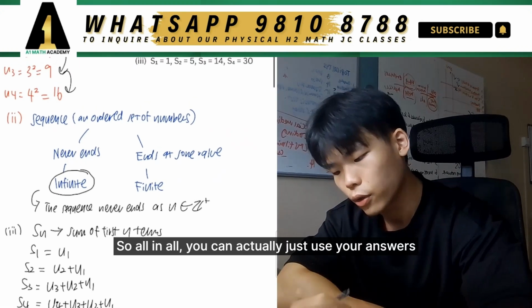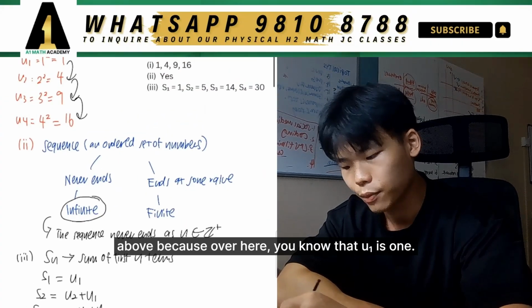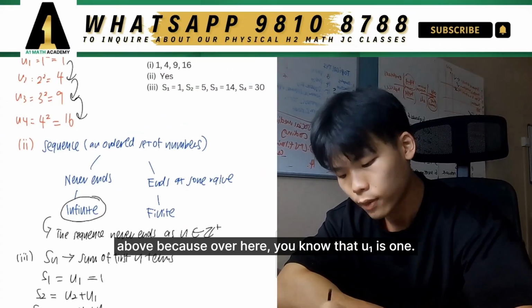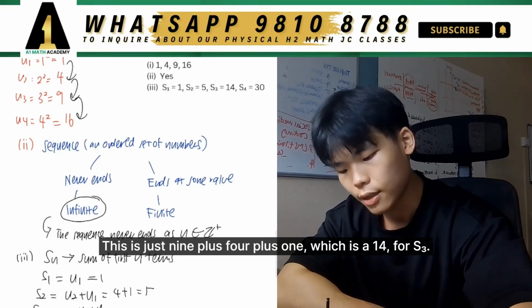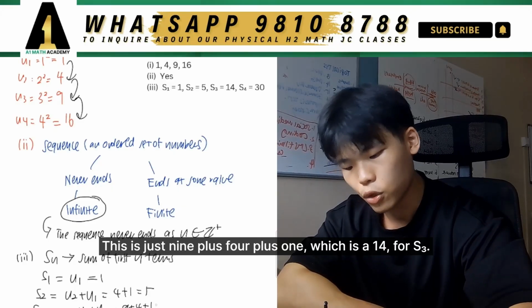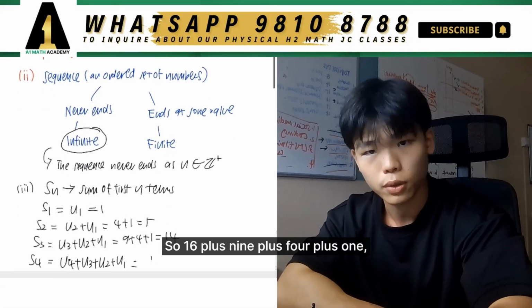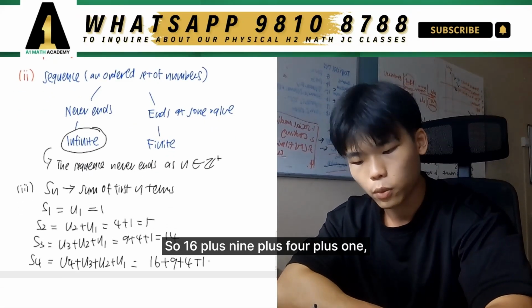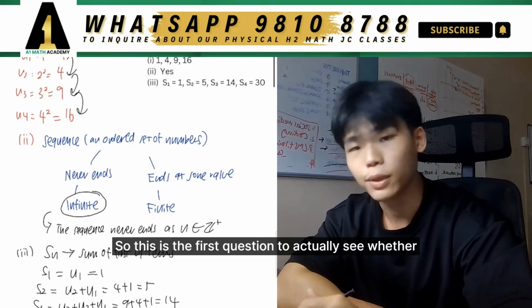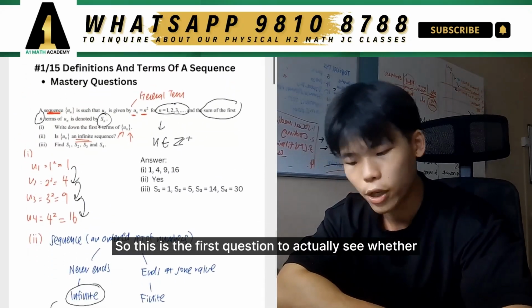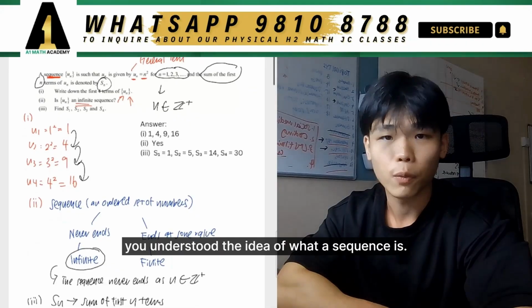So all in all, you can just use your answers above, because over here you know that U1 is 1. Then S2 is just 4 plus 1, which is 5. S3 is 9 plus 4 plus 1, which is 14. And the last one is just adding everything together: 16 plus 9 plus 4 plus 1, which gives you a value of 30. This is the first question to see whether you understood the idea of what a sequence is.